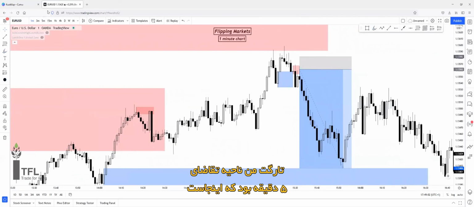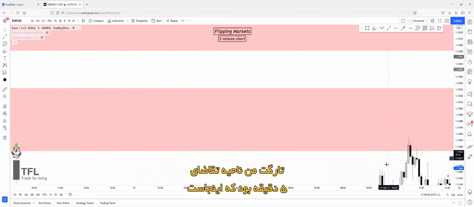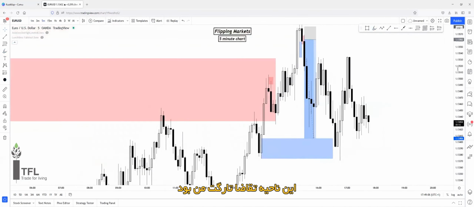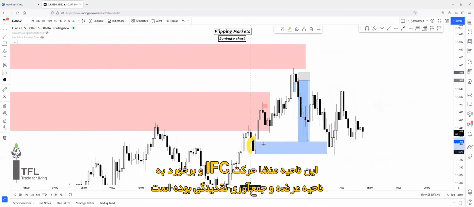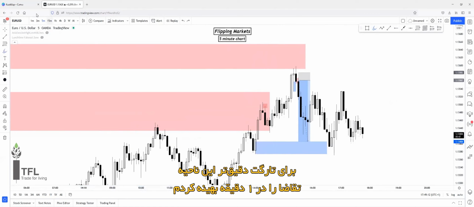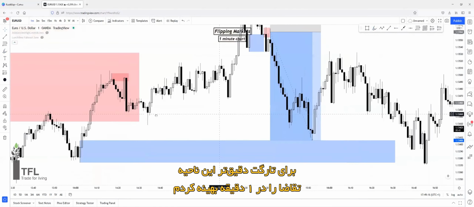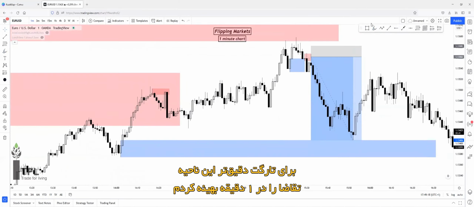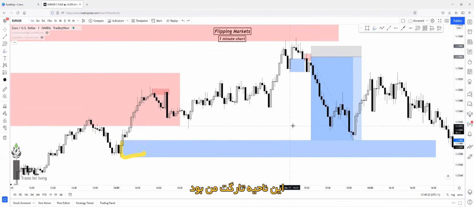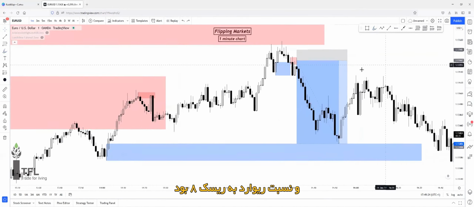My target was the 5 minute demand zone, which is here. As you can see, this demand zone was my target. This created a huge inversion push and supply tap right here and liquidity sweep. I refined this demand zone on the 1 minute chart for a more precise TP point. So I refined this demand zone right like this. This was my target point for a 1 to 8 risk reward ratio.